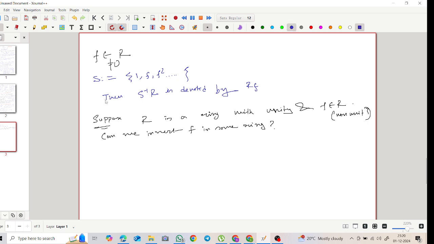So the solution is, of course, what we do, we just take S to be 1, f, f square and all that, and what do we know? We know that 1 by f belongs to this ring S inverse R, Rf. So we can invert f there, right? So we can invert f there.